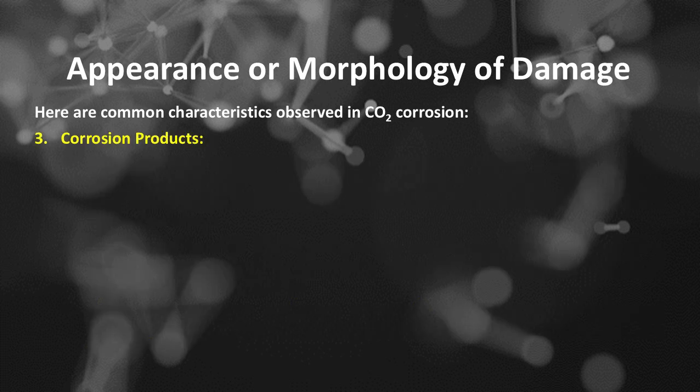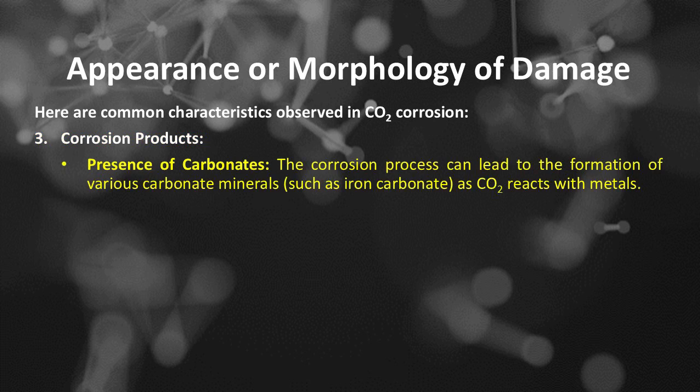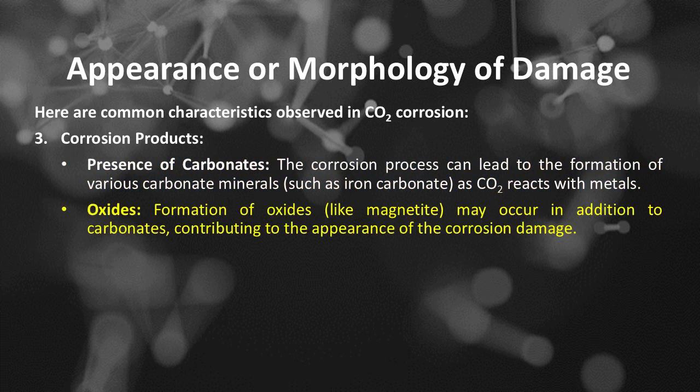Characteristic number 3 is corrosion products. Presence of carbonates. The corrosion process can lead to the formation of various carbonate minerals, such as iron carbonate, as CO2 reacts with metals. Oxides. Formation of oxides, like magnetite, may occur in addition to carbonates, contributing to the appearance of the corrosion damage.